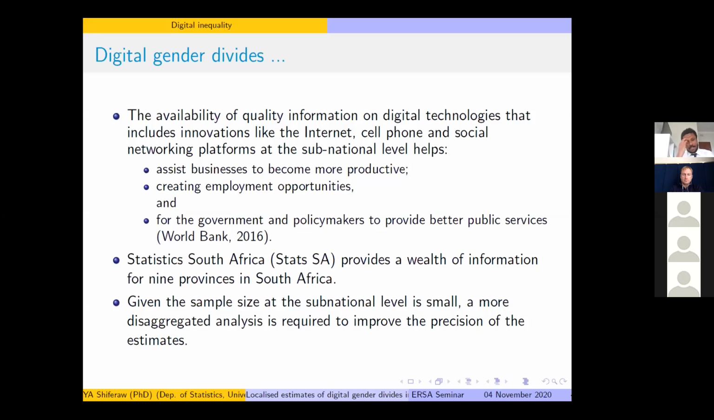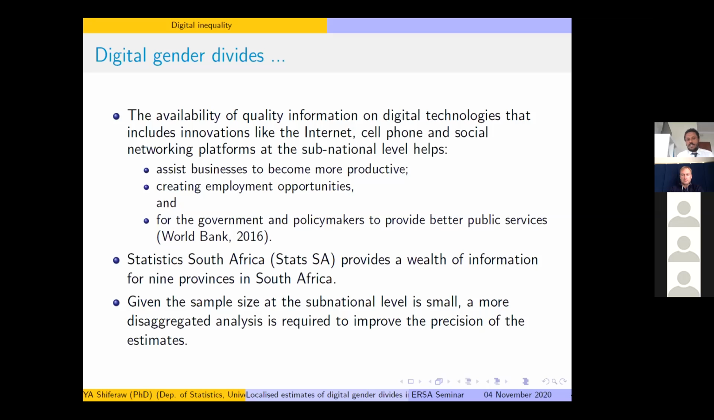The other benefit is for the government and policymakers to provide better public service. If there is a digital platform at the subnational level in sufficient quantity, the government and policymakers would be able to use those social networking platforms to provide better public service. For example, recently in the US, they did Census 2020 on an online basis.